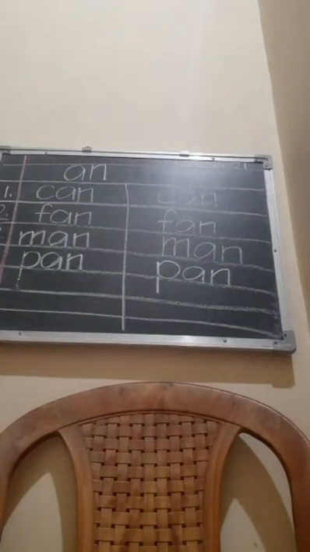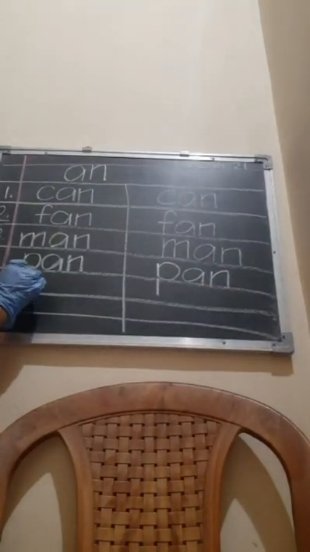Next, ran. R and ran, R-A-N, ran. R and ran, R-A-N, ran. That's right. Once more. Okay. R-A-N, ran.